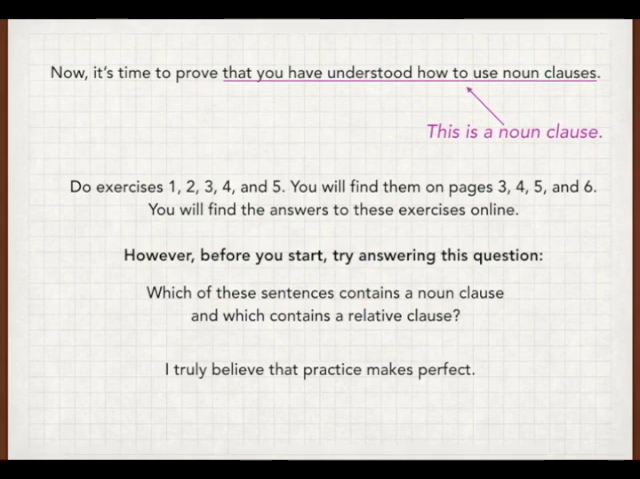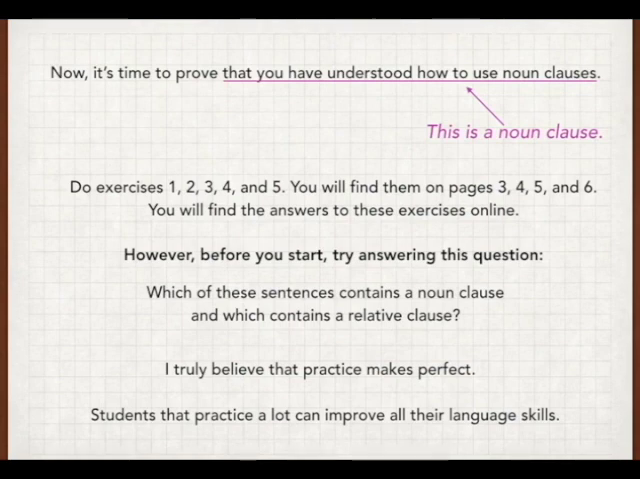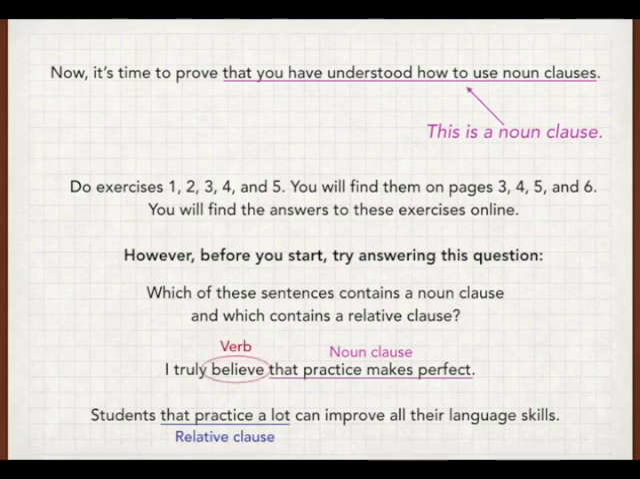I truly believe that practice makes perfect. Students that practice a lot can improve all their language skills. Now, which one is the noun clause and which one is the relative clause? Well, it's easy. The first one is the noun clause. The second one is the relative clause. Now, why? Because believe is a verb, and after a verb, we need an object. So normally, after a verb, if you have that, that means it's a noun clause. Instead, the second one is a relative clause. Why? Because students is a noun, and so after a noun, you will have a relative clause if you see that.